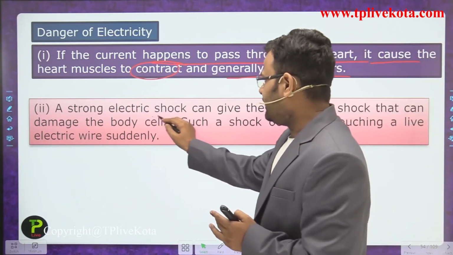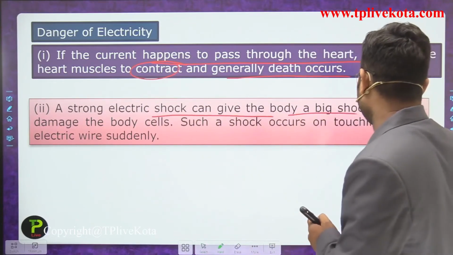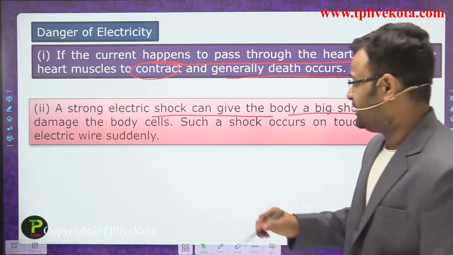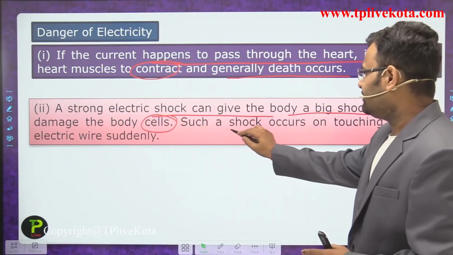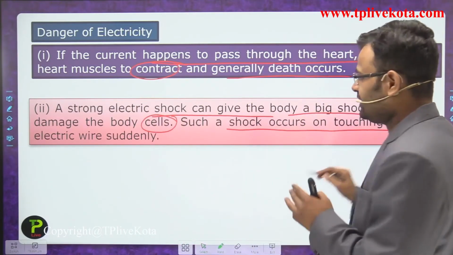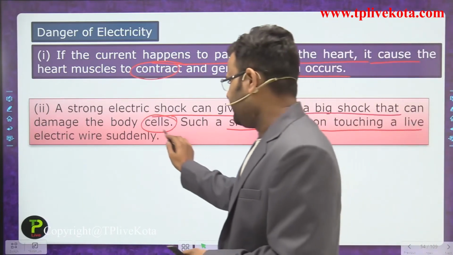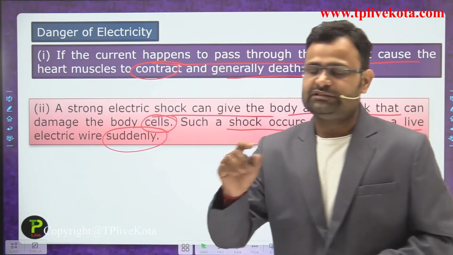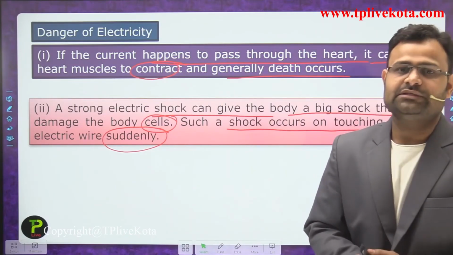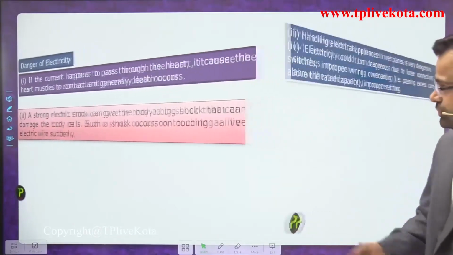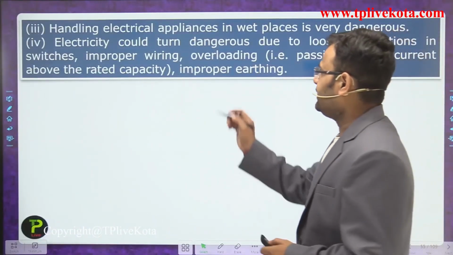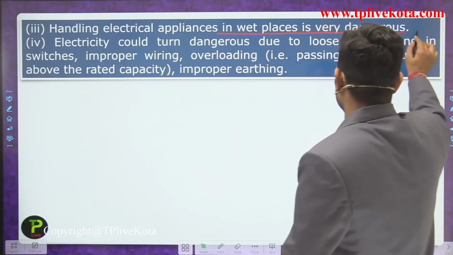A strong electrical shock can give the body a big shock that can damage the body cells. Such a shock occurs when touching a live electrical wire suddenly. If anybody touches a live wire, it gives a very high amount of shock. Handling electrical appliances in a wet place is very dangerous.